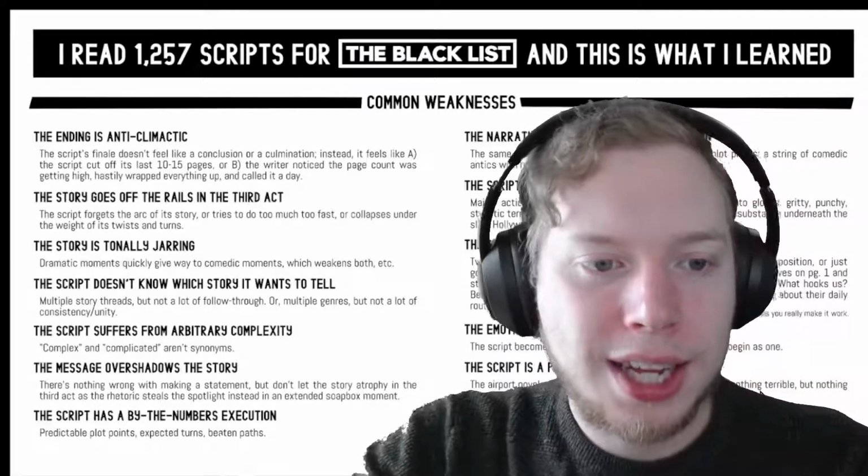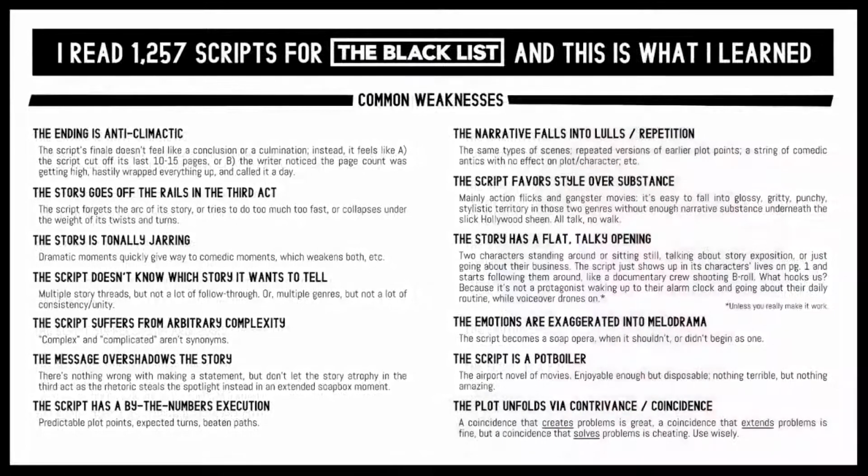Other stuff, don't worry about memorizing these or anything like that, but we can take a quick look at some of these other major problems here. The story unfolds via contrivances and coincidences. This is a big one. Coincidences that create problems are good. Coincidences that solve problems feel like cheating to the reader a lot of the time, especially this Deus Ex Machina thing where the good guys come in at the last second to save your hero just because the author wanted them to.